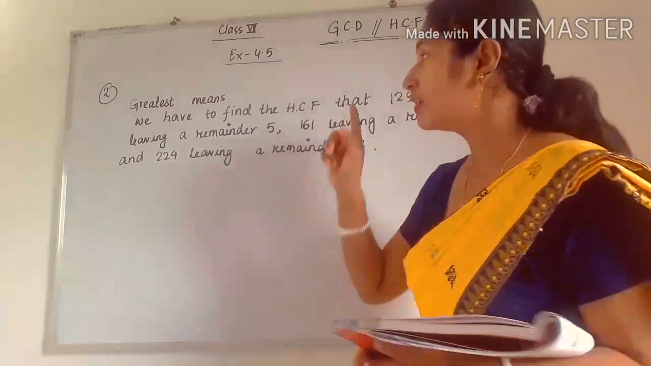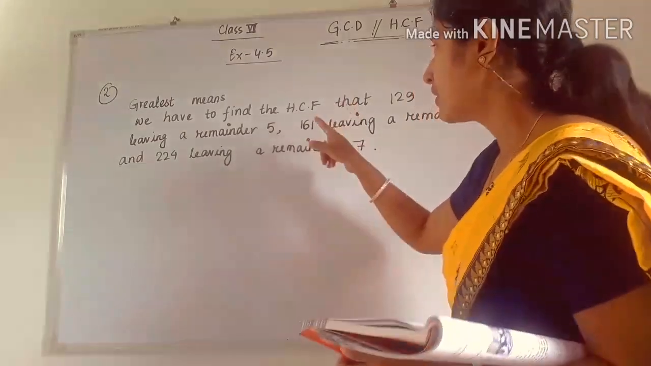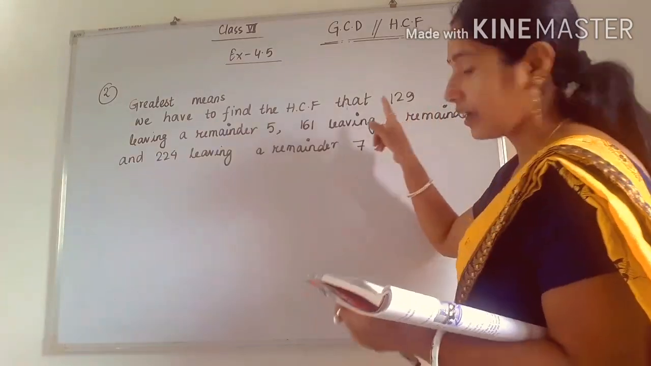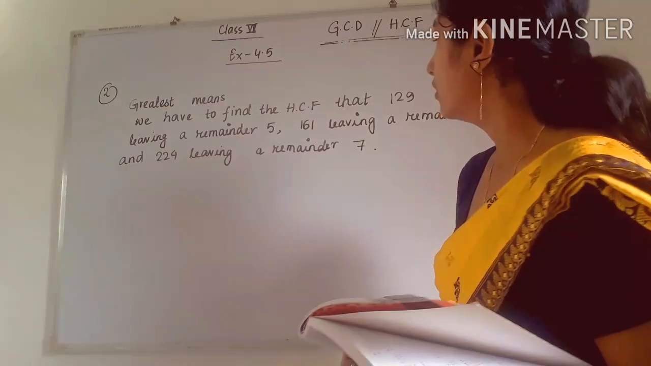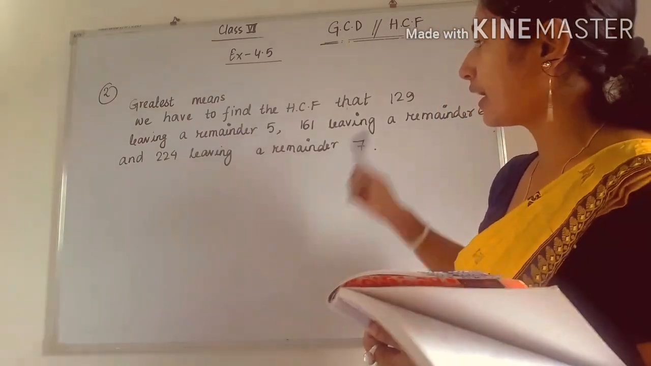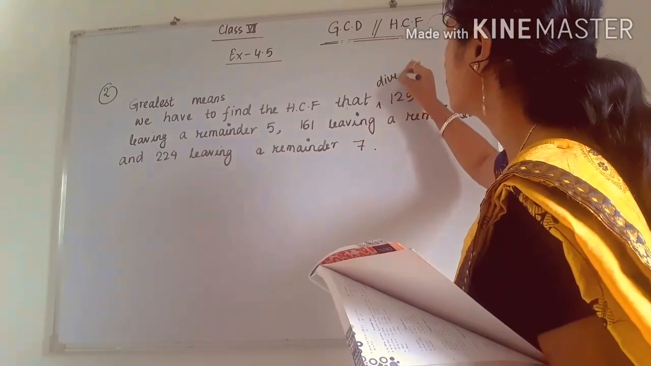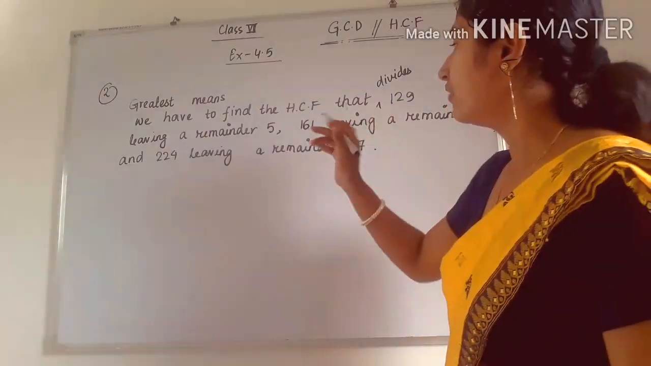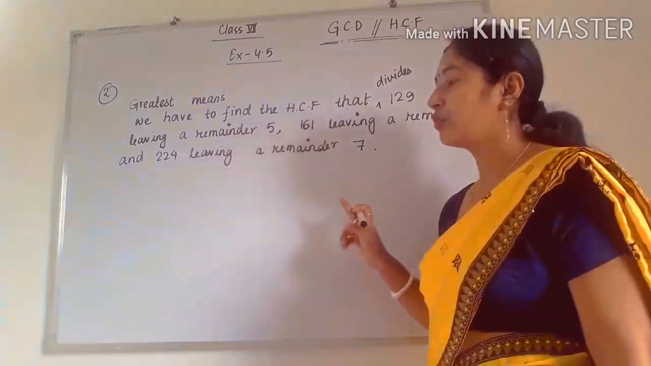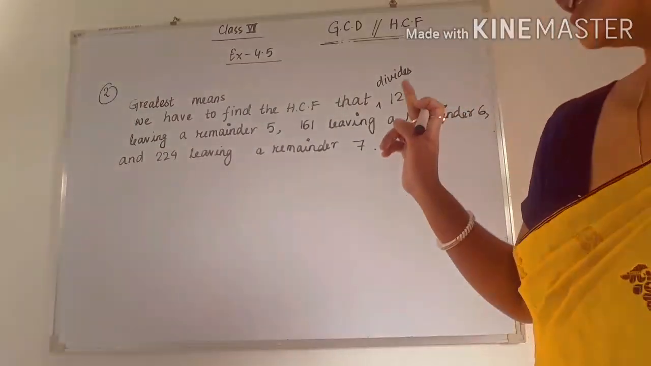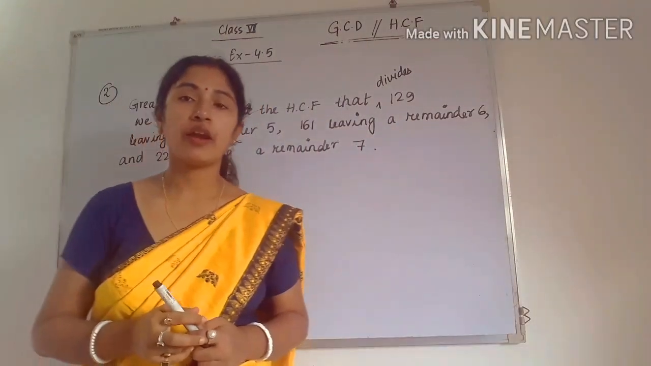I have written, see, greatest means we have to find the HCF, the number that divides 129 leaving a remainder 5, 161 leaving a remainder 6 and 224 leaving a remainder 7. That means we have to find the HCF.